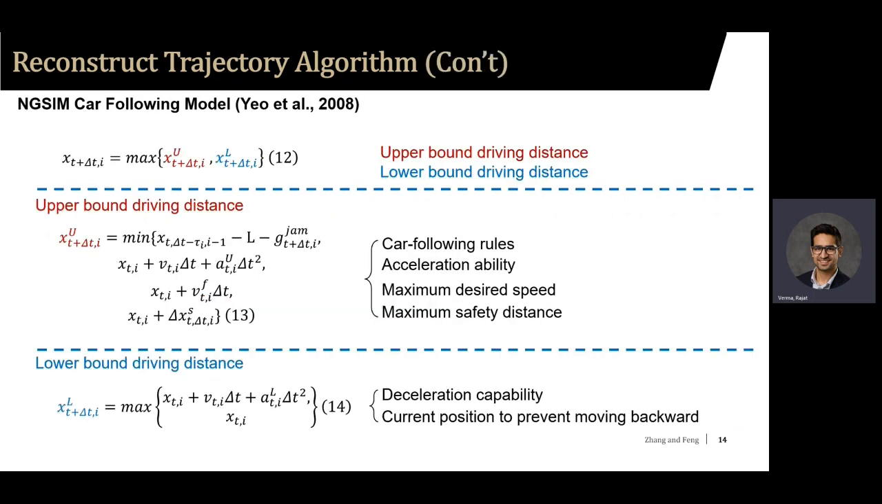The second car following model we applied here is the one proposed in 2008. This car following model is calibrated using the NGSIM data set, so we refer to it as the NGSIM car following model here. It considers the upper bound driving distance and the lower bound driving distance together. In the upper bound driving distance, it considers the car following rules, acceleration ability, maximum desired speed, and maximum safety distance. And in the lower bound driving distance, it considers the deceleration capability and the current position to avoid moving backward.